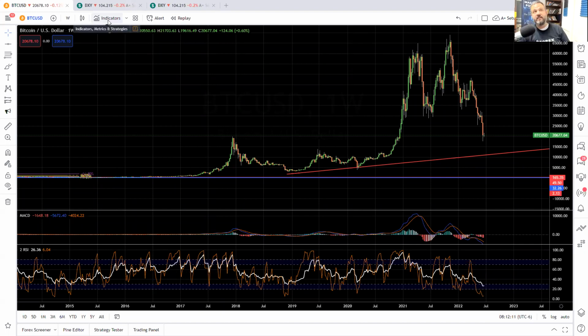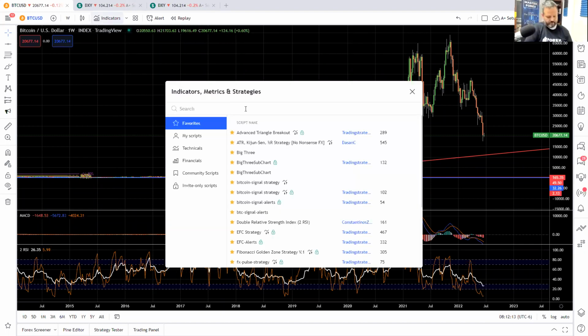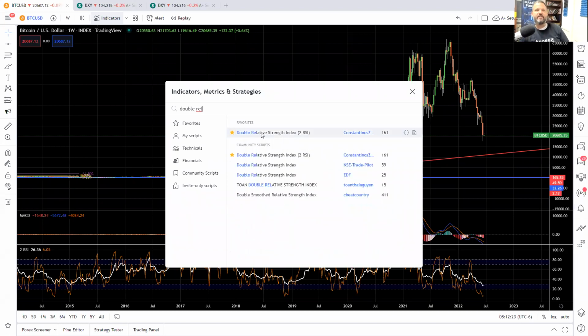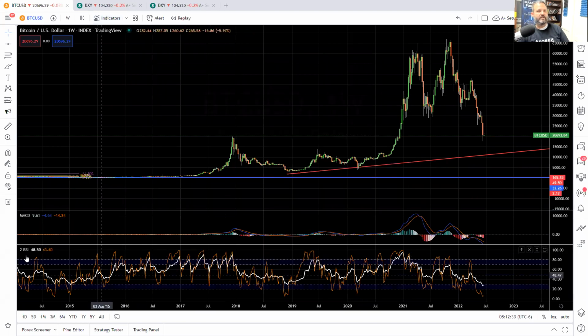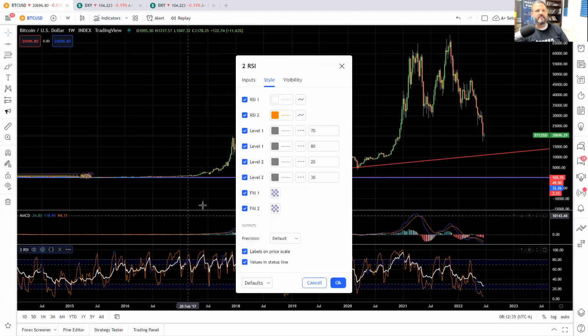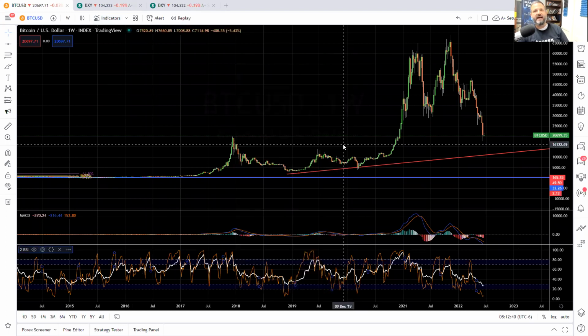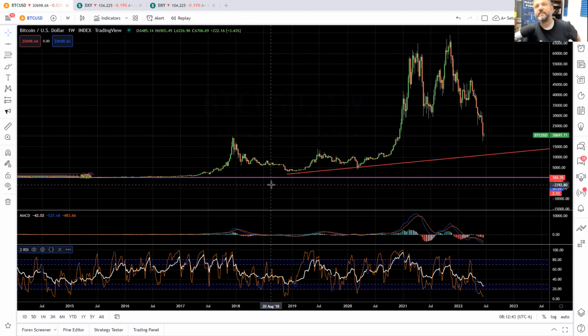All right, so how to add this double RSI. You click on indicators on the TradingView chart, and then you just type in double relative strength. There's this indicator called Double Relative Strength Index 2 RSI by Constantino Z. That's the one I use, right? And I add that to the chart. Then I come down here and click on the settings, and it allows you to add 14 and 4. Okay, so I have that. So that's how to set it up on TradingView, and that's how to set it up on MT4, right?